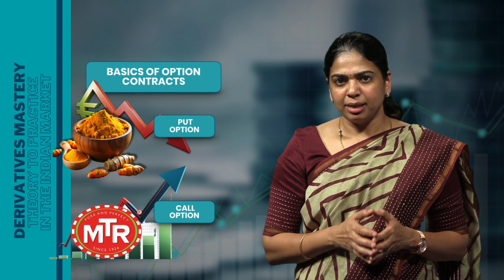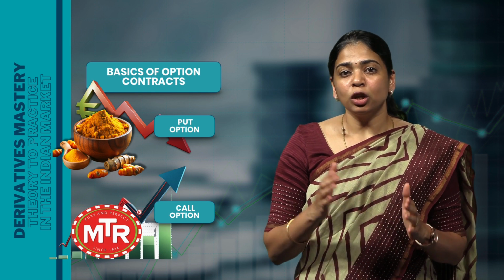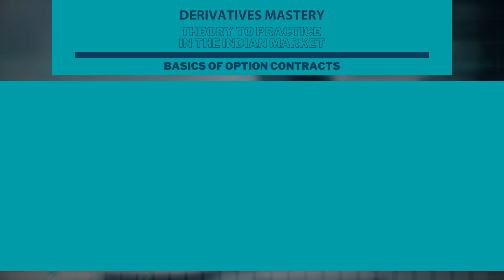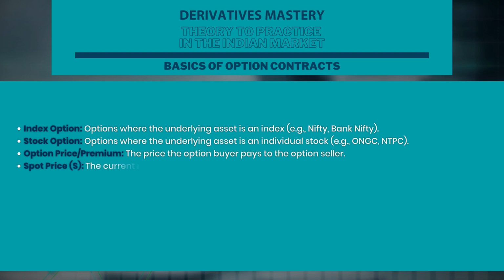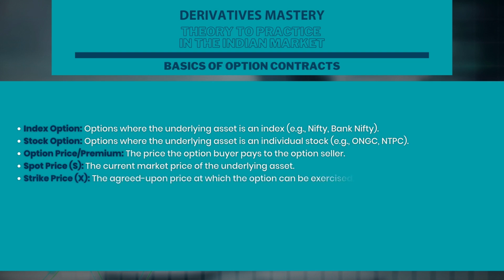Now, before we discuss some examples, let's quickly cover the essential option terminologies. Options where the underlying asset is an index, like Nifty or Bank Nifty, are called index options. And options where the underlying asset is an individual stock, like ONGC, NTPC, are called stock options. The price the option buyer pays to the option seller is called the option premium. The current market price of the underlying asset is called the spot price, and the agreed upon price at which the option can be exercised is called the strike price.